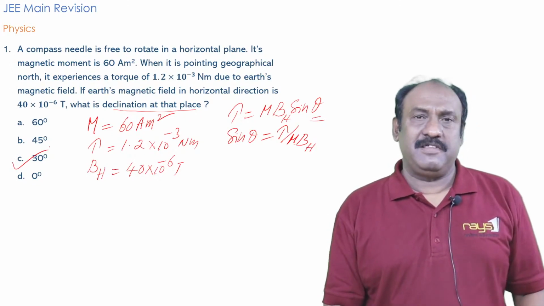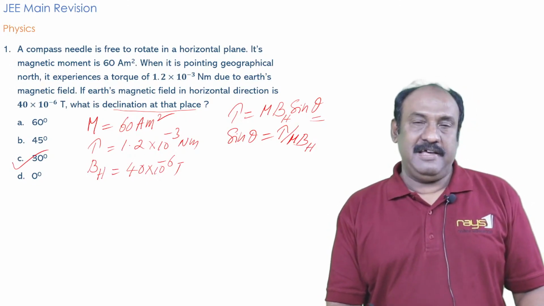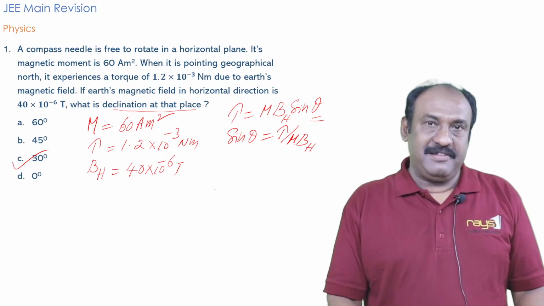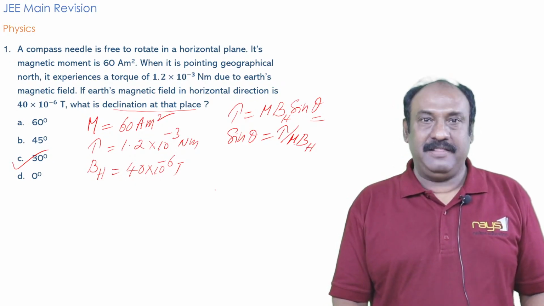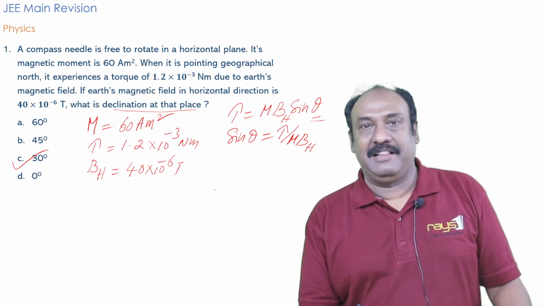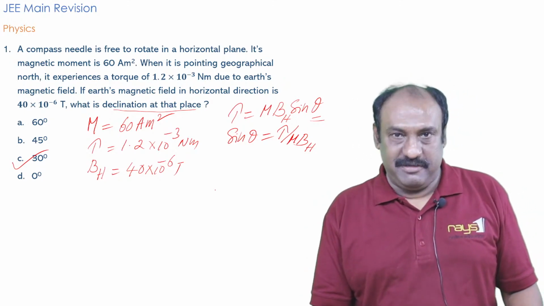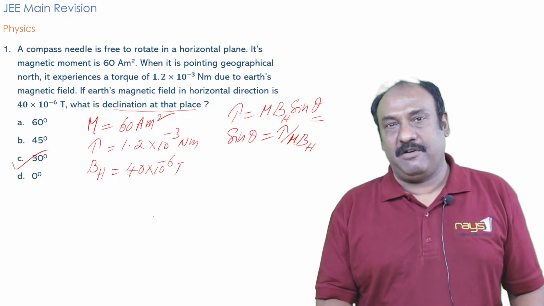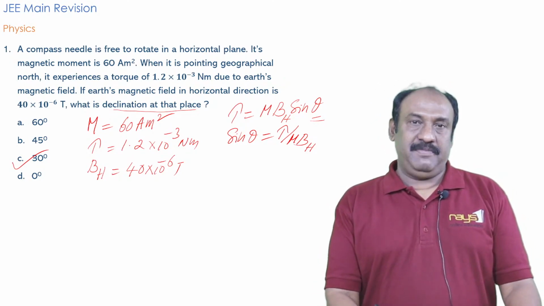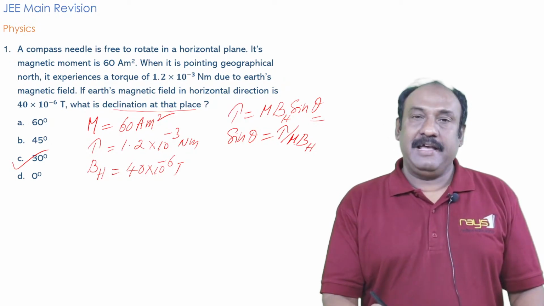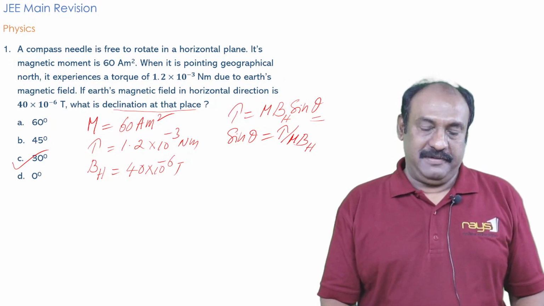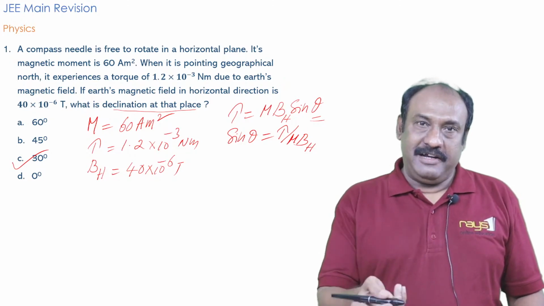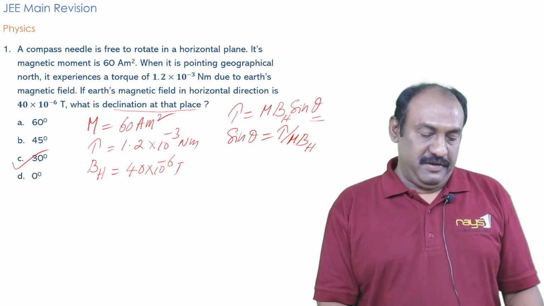It is a simple question, but try to understand the torque experienced by a magnetic needle kept in an external magnetic field, here the horizontal component of Earth's magnetic field, that is tau = MB sin theta. In place of B it is replaced by B_H. Here theta is called the angle of declination at that point. That theta is to be calculated, and that gives your answer. So the answer is C for question number 1.